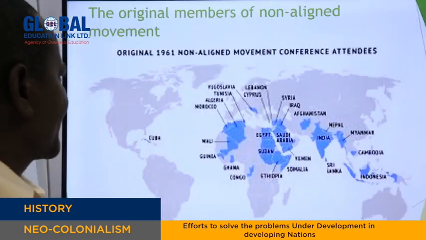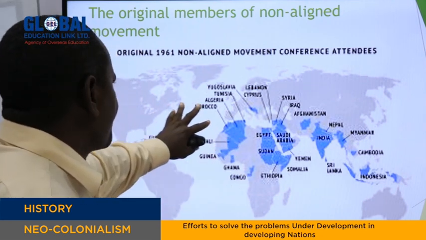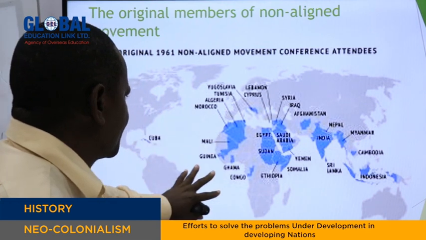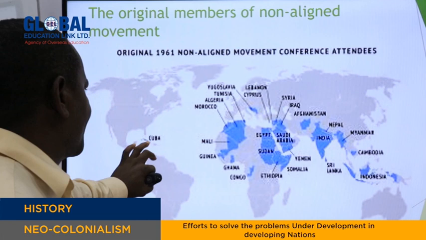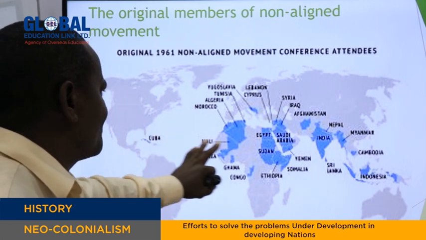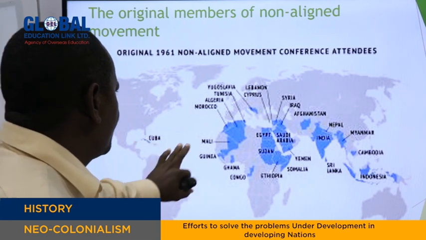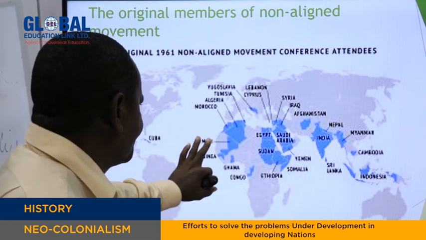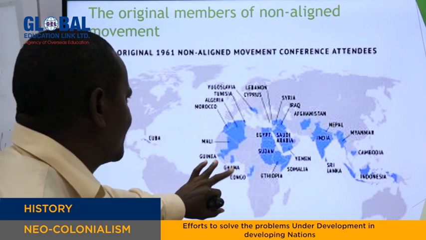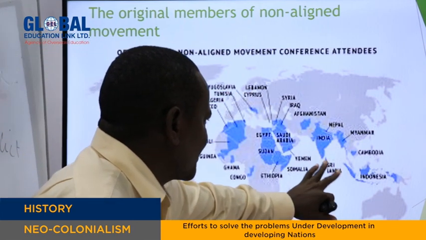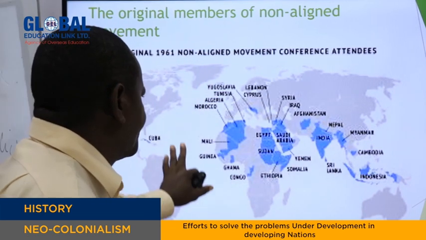My dear students, as you can see, this is the map which shows the original members of the non-aligned movement from all over the world. In the Western Hemisphere, Cuba was the only country which was a member of the non-aligned movement at the time when it started. And as you can see, these are the African countries which were original members of the non-aligned movement. And also other countries like Indonesia, Cambodia, and so many other countries.